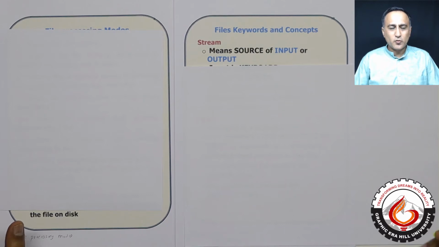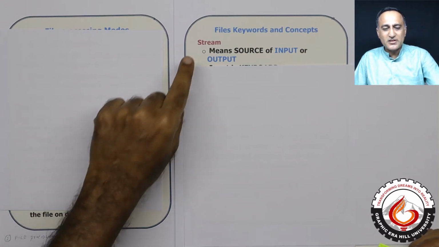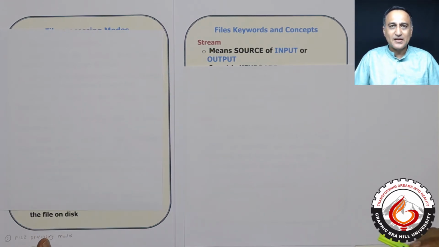Before I can show you how you can write programs using files in C, it is important to understand a few concepts and common keywords which come into picture when you're working on files. The first word you will quite frequently see when you're looking at any prototypes of file functions like fopen, fgets, fscanf, fprintf, is this word called stream.